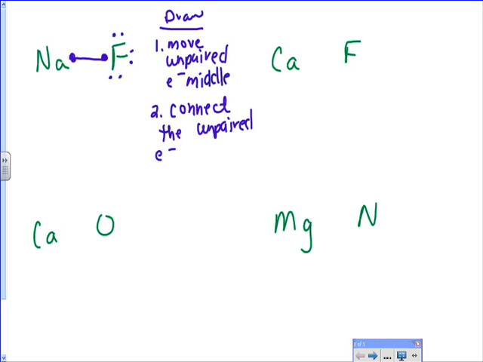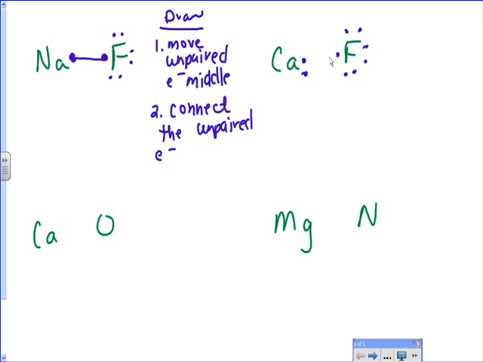All right. Now, let's look at calcium and fluorine. Calcium has 2 valence electrons. Fluorine, again, has 7. So we're going to draw those. And you really need to be drawing these examples in your notes, because soon you're going to need to look back at something, and you'll need these to look back at. Now, remember, we're going to move our unpaired electrons to the middle. So I'm going to move my other electron right here to the middle.